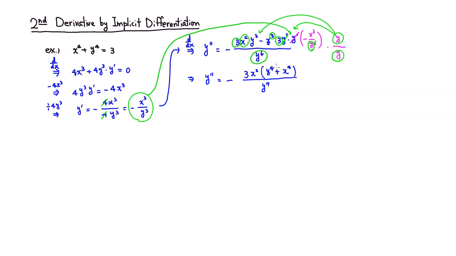Then a good thing happens because we know x to the 4th plus y to the 4th is actually in the original equation here, so we can plug 3 in here. So this is going to simplify too. That's just 3, so this is going to be equal to negative 3 times 3, which is 9, x squared over y to the 7th power. So this is the second derivative, y double prime. That's it. I hope that this was clear.